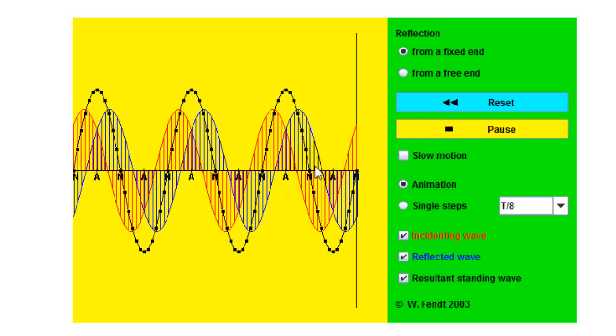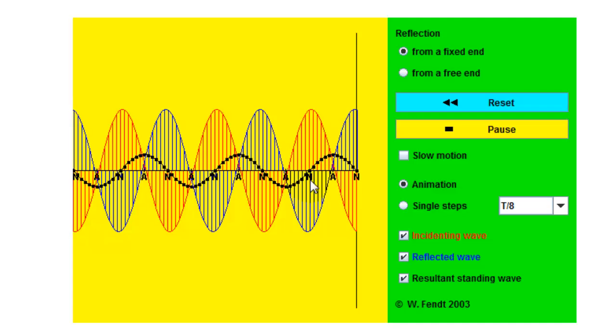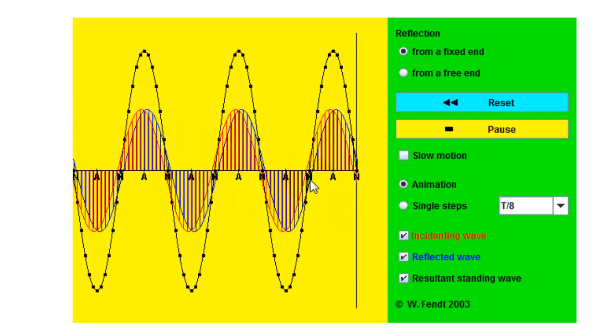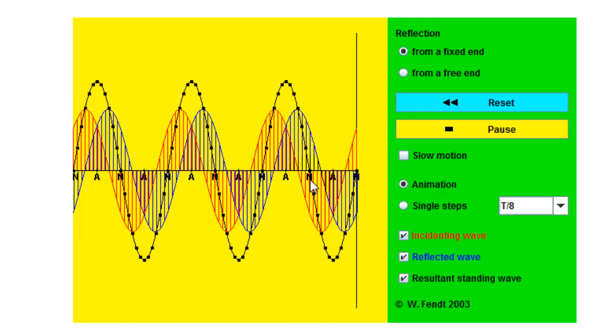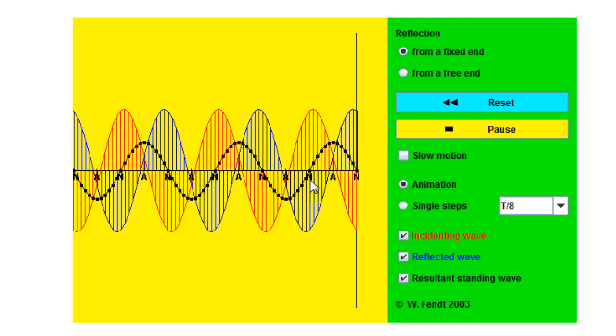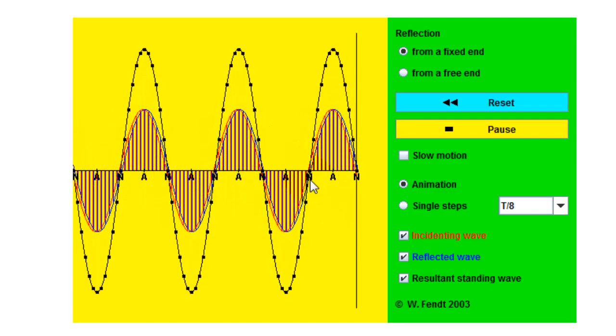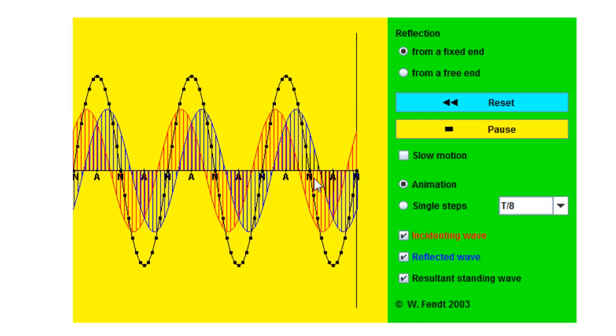At N, which is where the node is, notice that the crest and the trough interfere destructively. The incident wave and the reflective wave interfere destructively. So therefore you will always get a node there. So you get an alternation between nodes and antinodes.